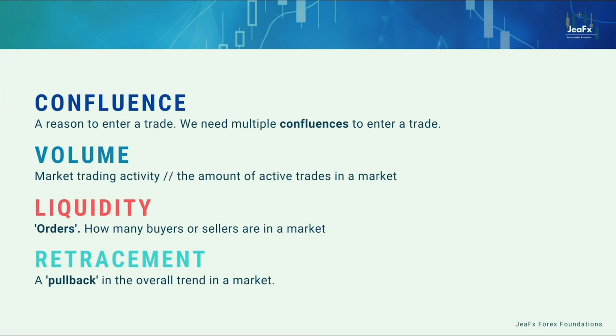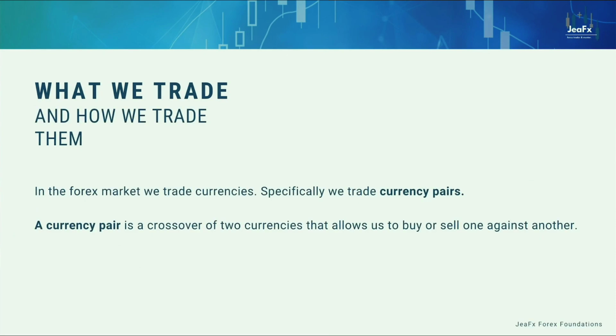Volume and volatility, which refers to the amount of trading activity in a market, the amount of active traders who are there to buy and sell. Now, liquidity also comes hand in hand with this, referring to how many buyers or sellers are in a specific area in the market, how many orders we have waiting at a specific preset level in the market. So retracements also, before we move on to the next topic, are pullbacks in the market, okay? So if we have an overall uptrend, a retracement will be a pullback to the downside.